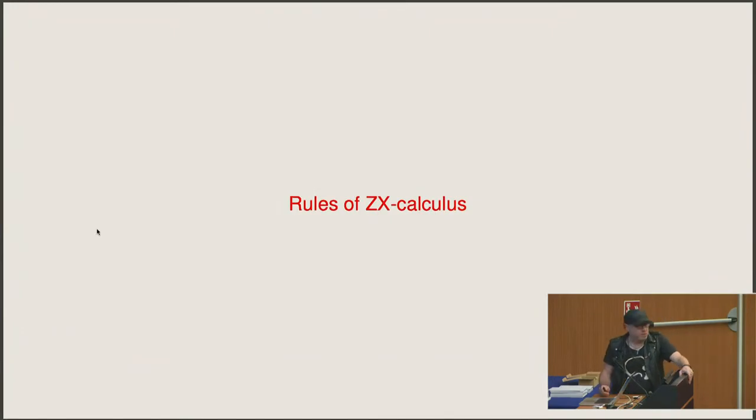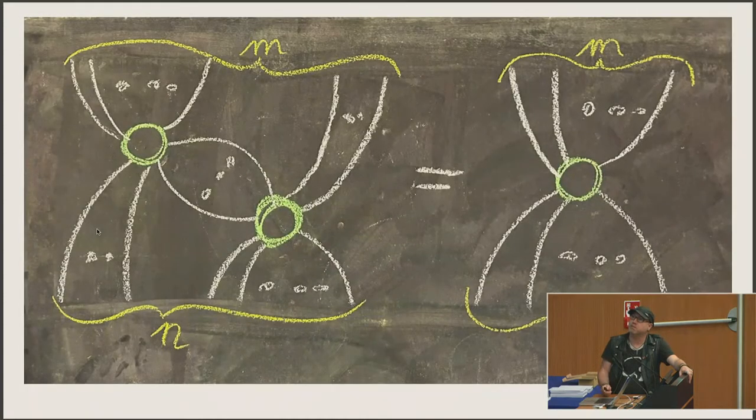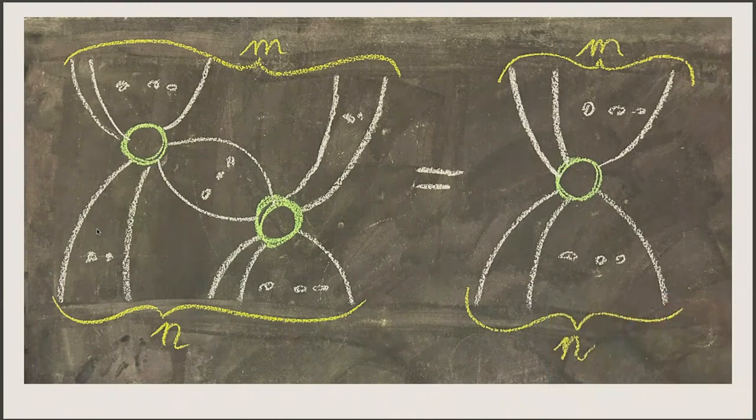Okay, so far this was just a language for expressing things. It's a good language because you can express everything, but the real meat is in how you're going to calculate with these things. Here are the rules of the ZX calculus, and what makes them so good is that they are so simple. This is the spider fusion rule. It can't get any simpler. If you have two spiders which are connected, they become one spider. It's not difficult. This is true for the green color, so it's a very, very simple rule.